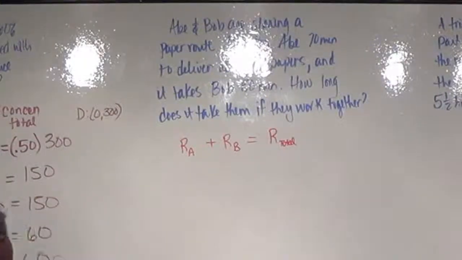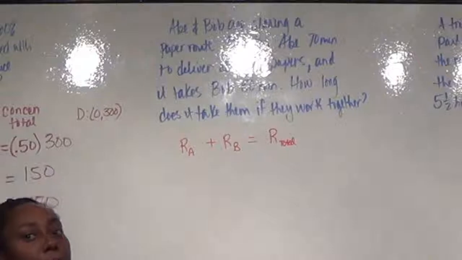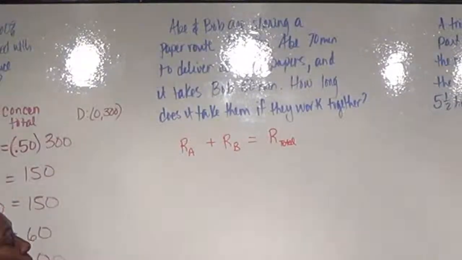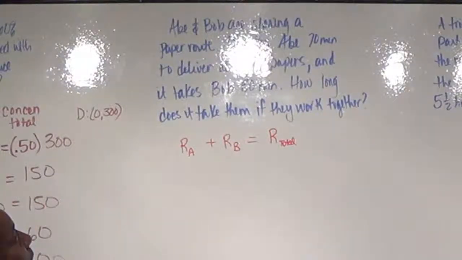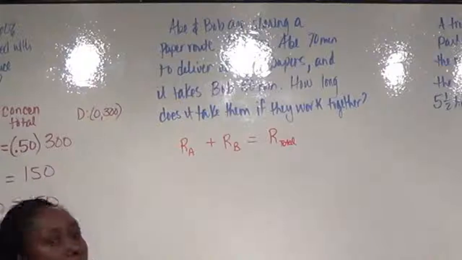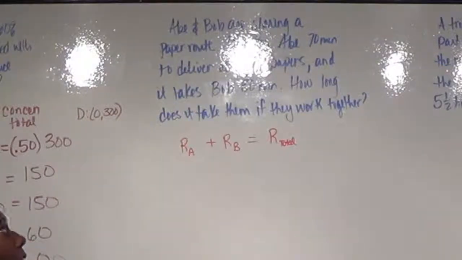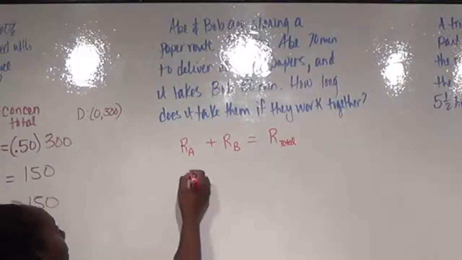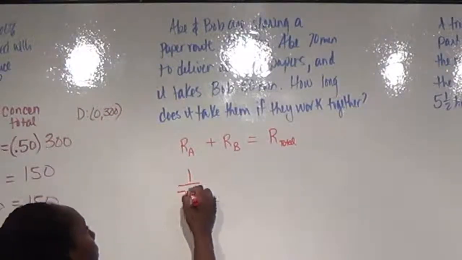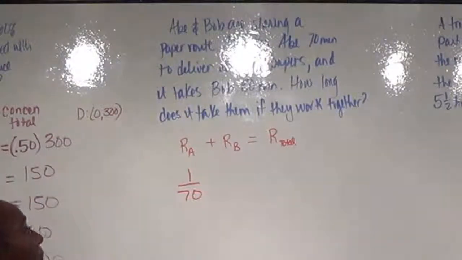Okay? And once I have those rates, that's going to give me the information for the time. So this one's a little different because I'm not explicitly solving for my variable, which is time in this case. Okay? So to come up with their rates, I have to use how long it takes them to do their job. So we can think of 100% of the job being done for Abe in 70 minutes. So his rate is the whole job over the time it takes him to do it.